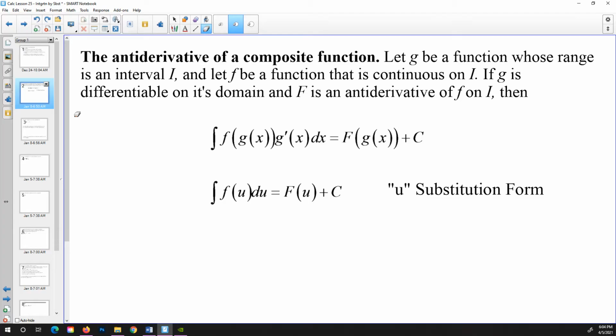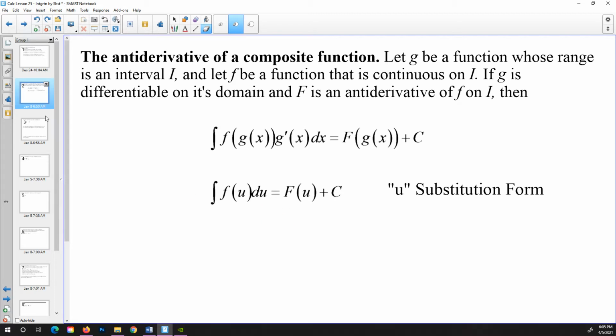The antiderivative of a composite function. Let g be a function whose range is an interval I, and let lowercase f be a function that is continuous on I. If g is differentiable on its domain and capital F is an antiderivative of lowercase f on I, then the integral of lowercase f composed with g of x times the derivative of g of x dx is equal to capital F composed with g of x plus some constant c. In U substitution form, that looks like the integral of lowercase f of u du is equal to uppercase F of u plus some constant c.